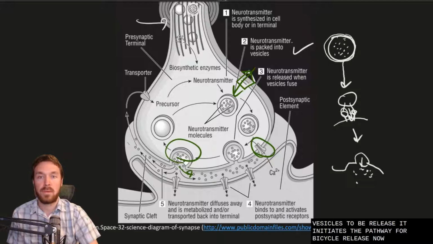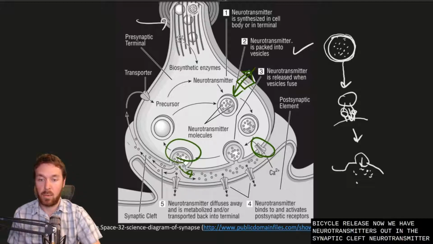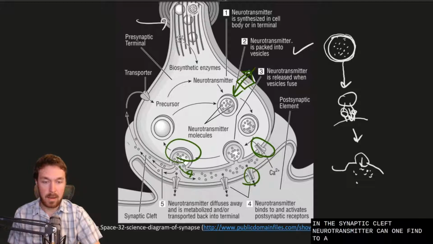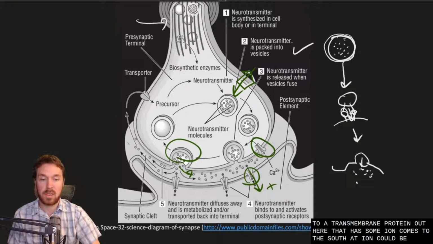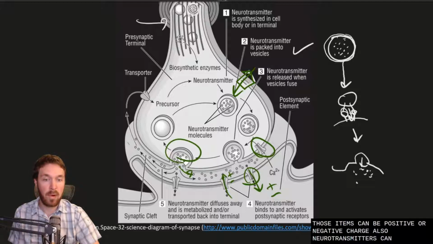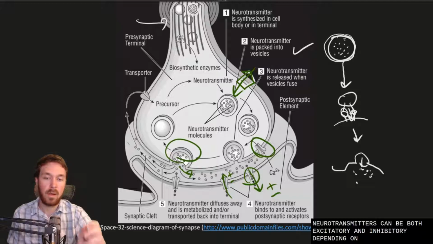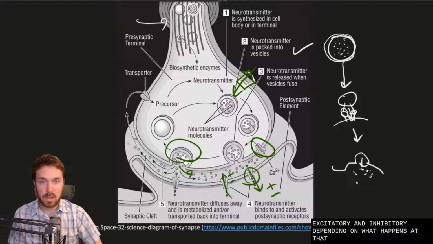Now, we have neurotransmitters out in the synaptic cleft. Neurotransmitter can, one, bind to a transmembrane protein out here that has some ion come into the cell. That ion could be positive charge, it could be negative charge, or that binding could cause ions to come out. Those ions could be positive or negative charge. So neurotransmitters can be both excitatory and inhibitory depending on what happens at that postsynaptic membrane.